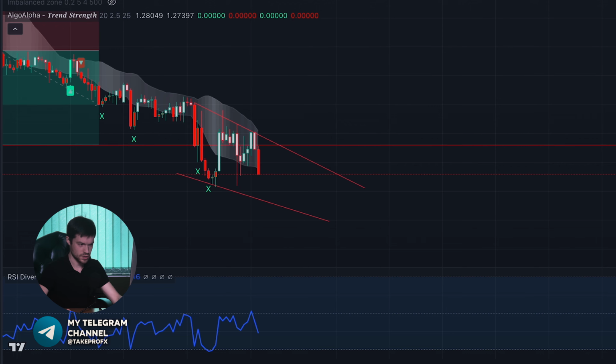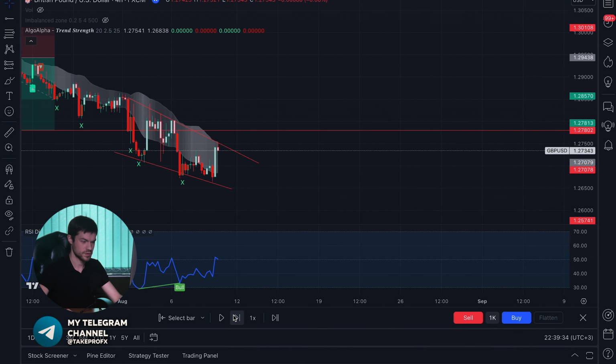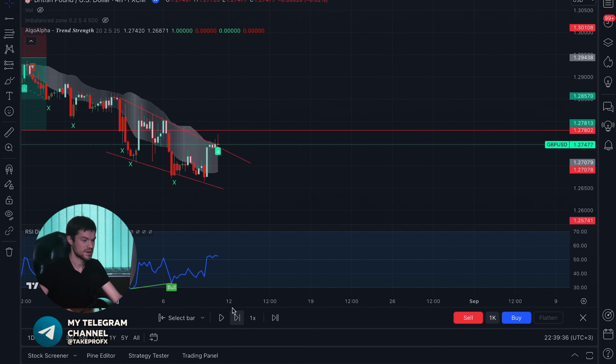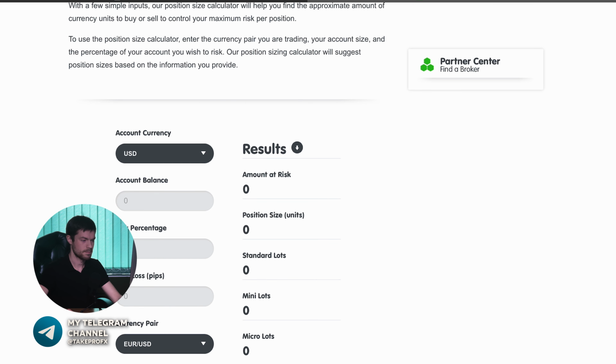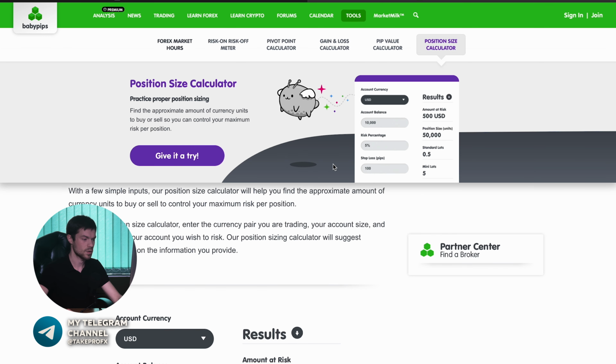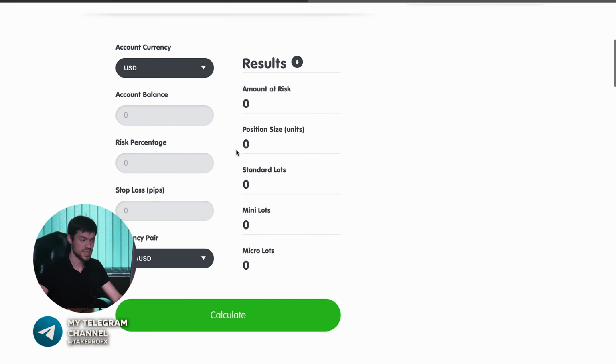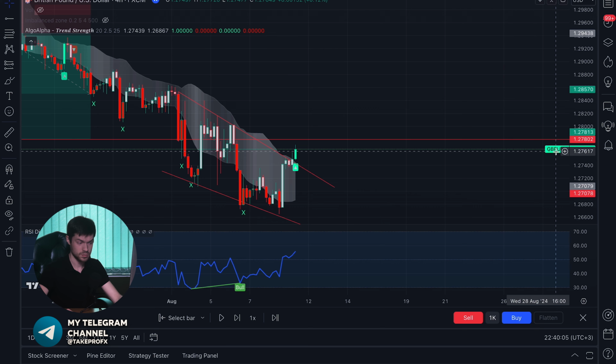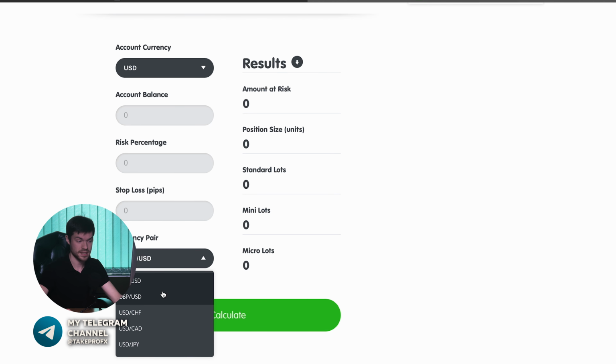Let's take a fresh situation. Here we also have a former divergence. Here we have a signal. So how to calculate our trade in this case? We will need to open the site babypips.com. Here we go to the tools section and click on the position calculation site. So the site is opening, and all we need to do here is at first to select a currency pair.